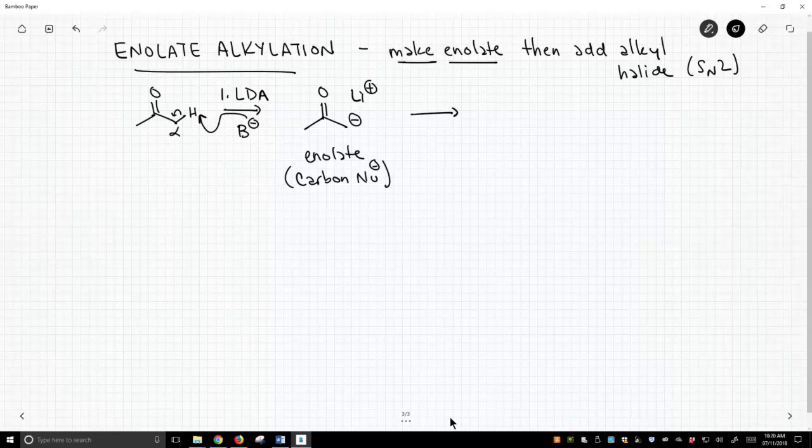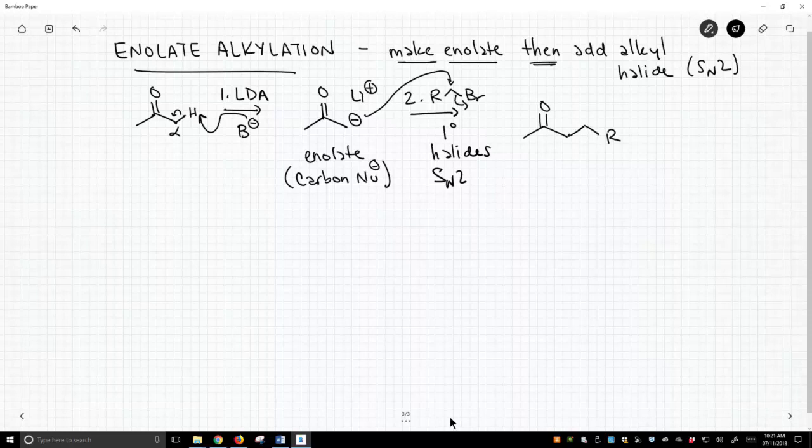So that means step 2, we're going to add an alkyl halide. So I'm going to choose some generic alkyl halide, specifically a bromide. Note that alkyl halides here are typically primary halides. We'll talk about that in just a second. So, as a nucleophile, this carbon comes in, and we're just doing an SN2 reaction. So this is a strong nucleophile, kicks out the halide, and we do an SN2 reaction.